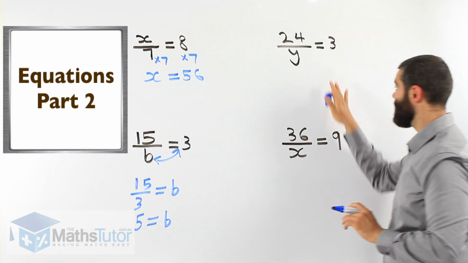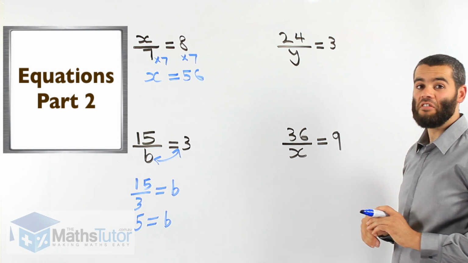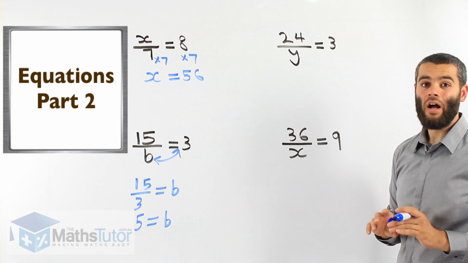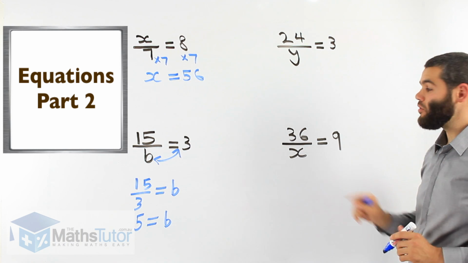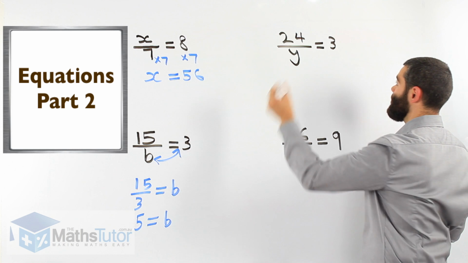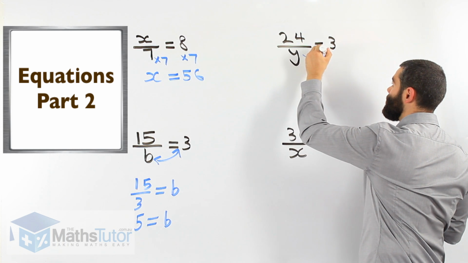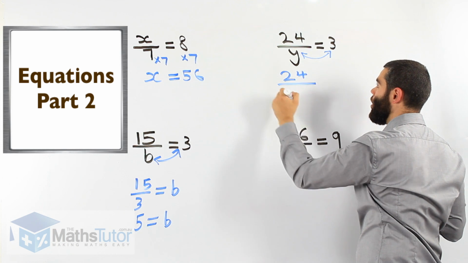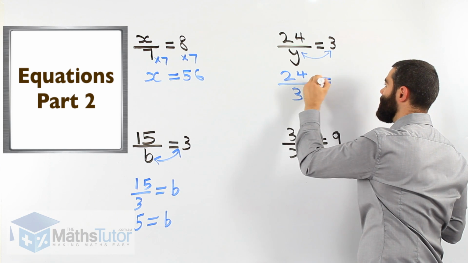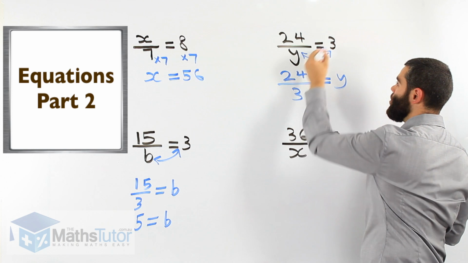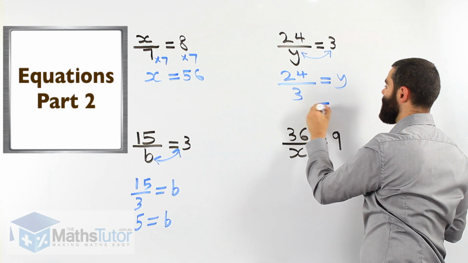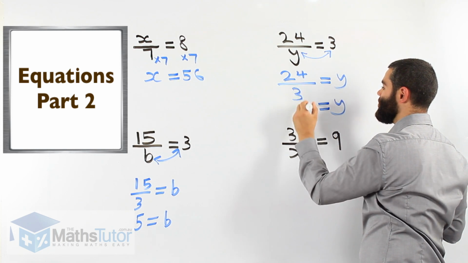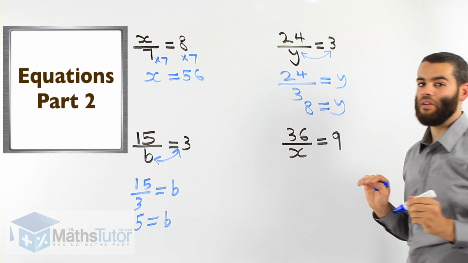So here, once again, you look closely and you realize, hang on, the y is on the denominator. We have to use our little reverse and swap trick. So swap them around. 24 over 3 equals y. Swap them over. That means y is going to be 24 divided by 3. Y is going to be 8.